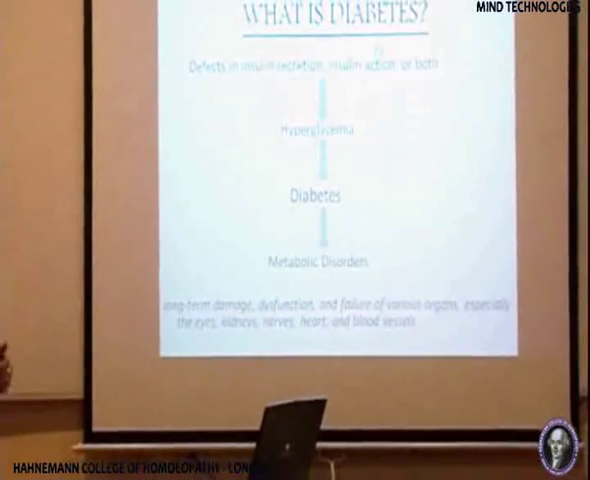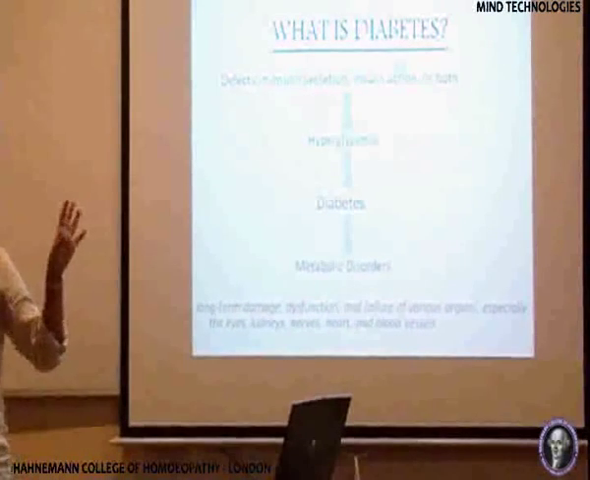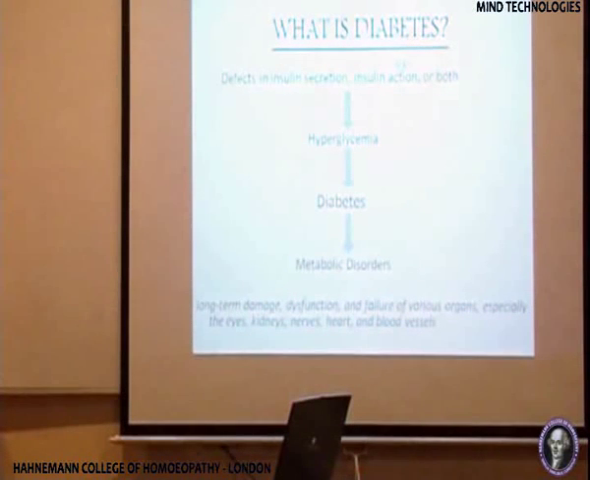Okay, so what is diabetes from your side? It's just a flow chart. Can anybody just speak out what is diabetes? Can you just define diabetes in short? It's actually the deficiency in the insulin level. Yes, when it goes down. So that's because the sugar level then increases.